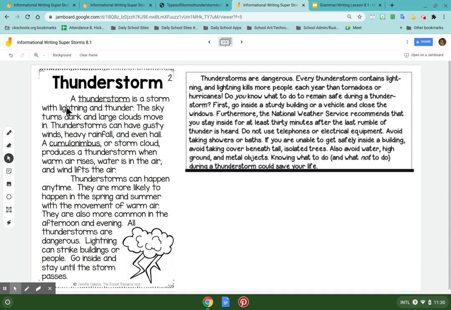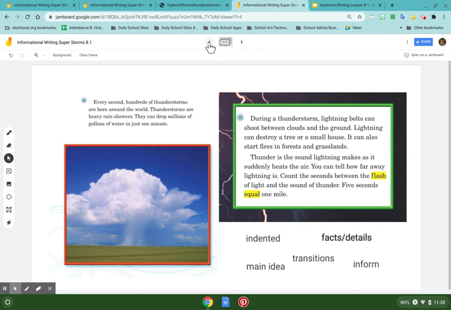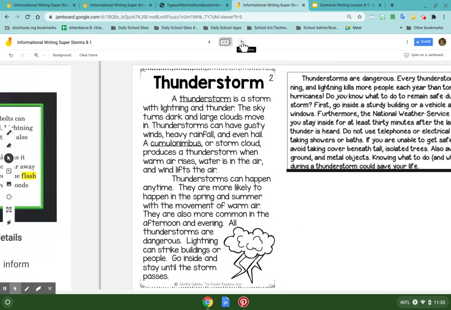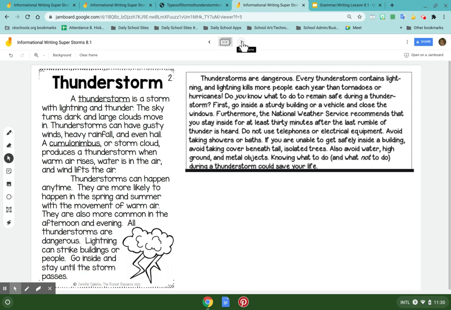But see, here's a paragraph. Now this one's indented a long ways. You only have to indent really 5 spaces and then start your writing. Notice that this is a new paragraph. This is a new paragraph. So really right here, we have 5 paragraphs for you. And all of these are going to have information about thunderstorms.